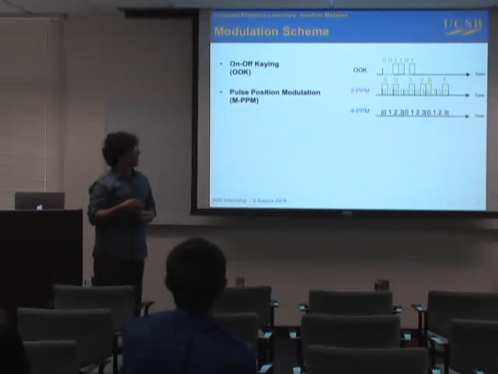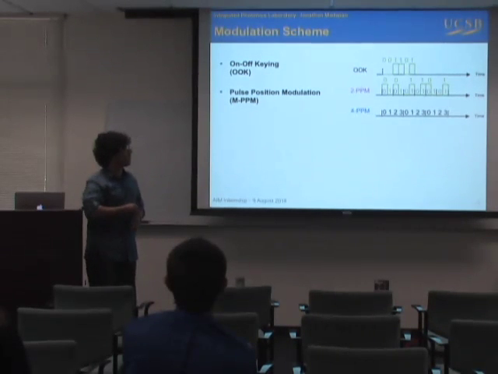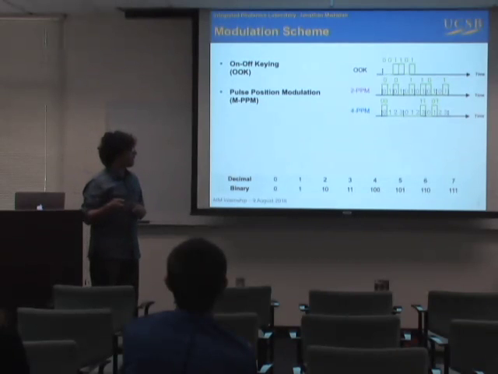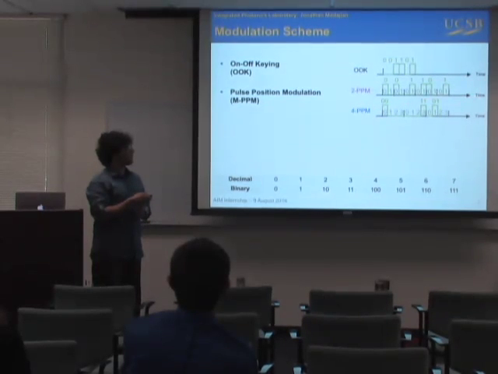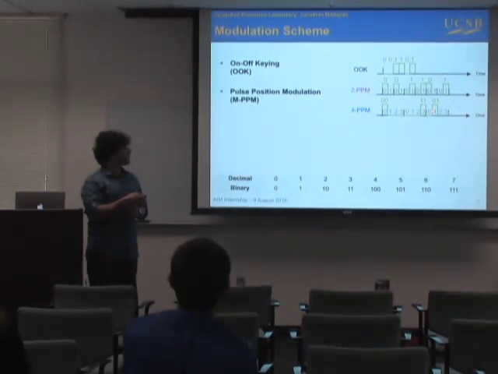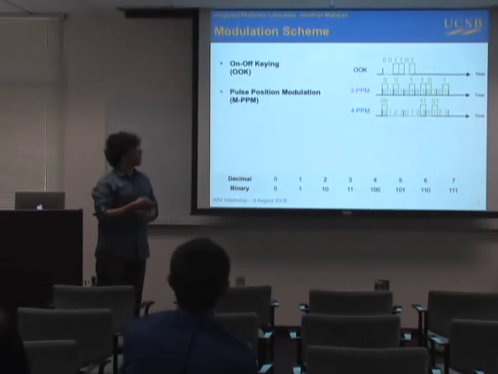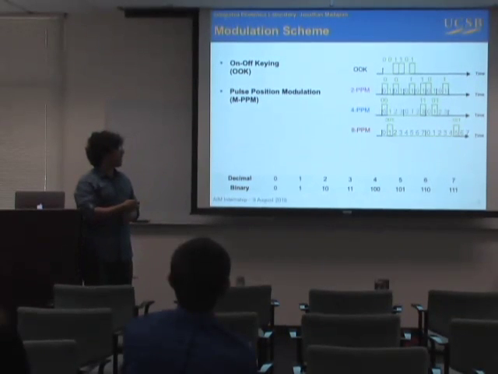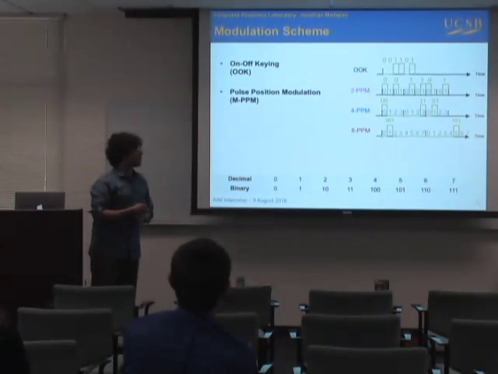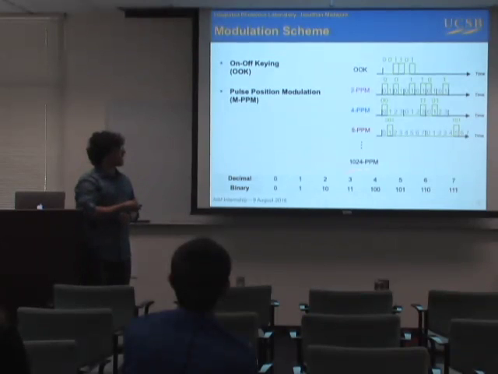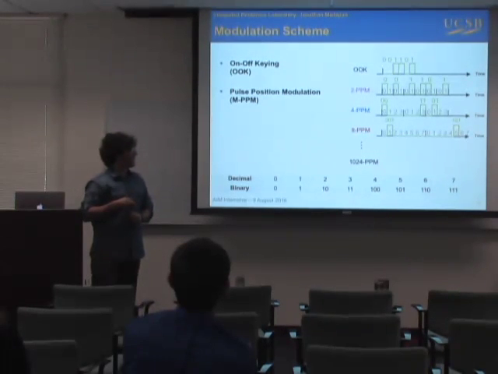Here is 4 PPM. The idea is that instead of having 2 sections, you have 4. And if you're not familiar with binary, I've got a table down here that will help you convert. But the idea is the same. You can transmit the same signal, 0, 0, 1, 1, 0, 1, with just 3 pulses now, and the pattern continues. You can go a lot farther.